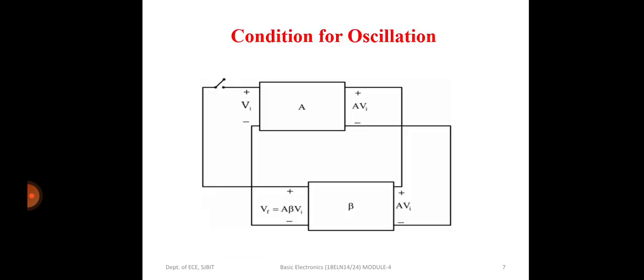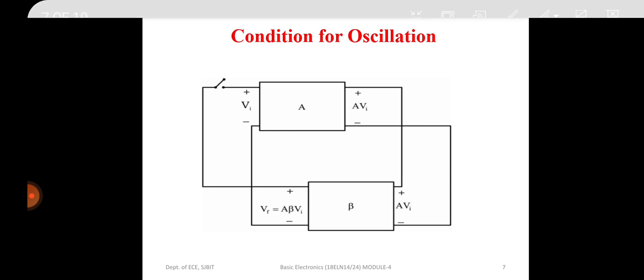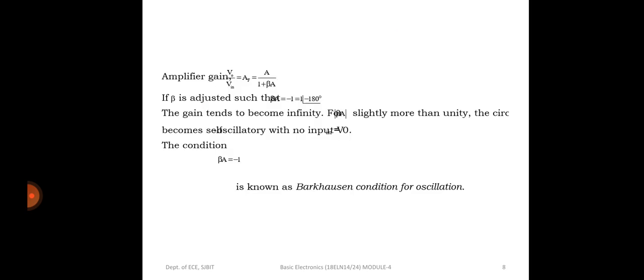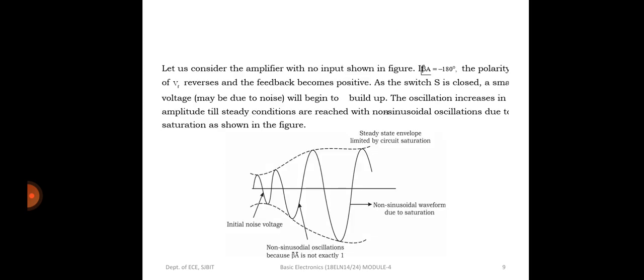So let us consider an oscillator with no input, that is, an input will not be connected to the amplifier. We know there is a phase shift of minus 180 degrees. The polarity of VF reverses and the feedback becomes positive. As such, as the switch is closed, the same voltage will begin to build up.